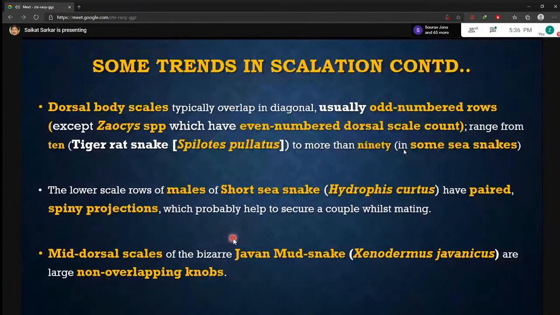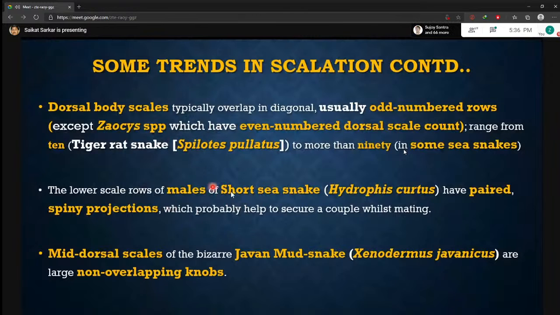Now the dorsal scale rows range from 10 to more than 90. If you go to sea snakes, you can actually have up to 100, say 90, 100 dorsal scale rows. So these are trends. Okay. Now again, there are certain tricks.